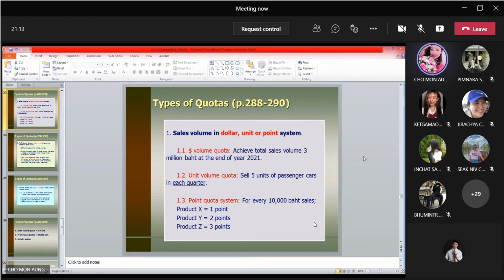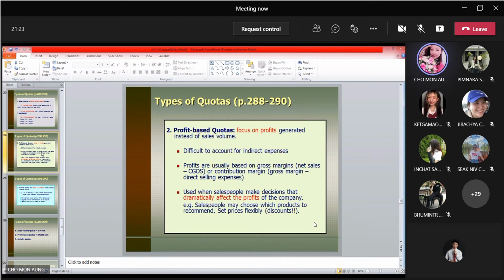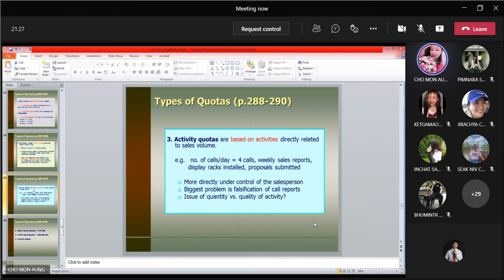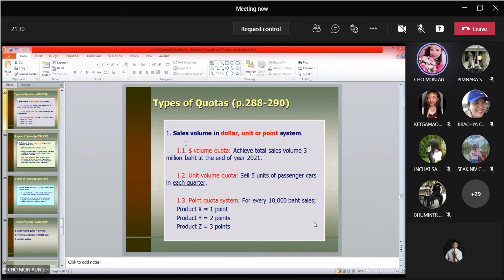We can set the sales quota in 3 different types. The first one is in terms of sales volume. The second one is in terms of profit. And the third one is in terms of activity. So we will see them one by one. Let's see the sales volume quota. Under sales volume, we can set the quota in terms of dollar value, for example, an amount of money. Sales volume in units: how many units they have to sell? Or points: how many points they have to earn to achieve the quota?